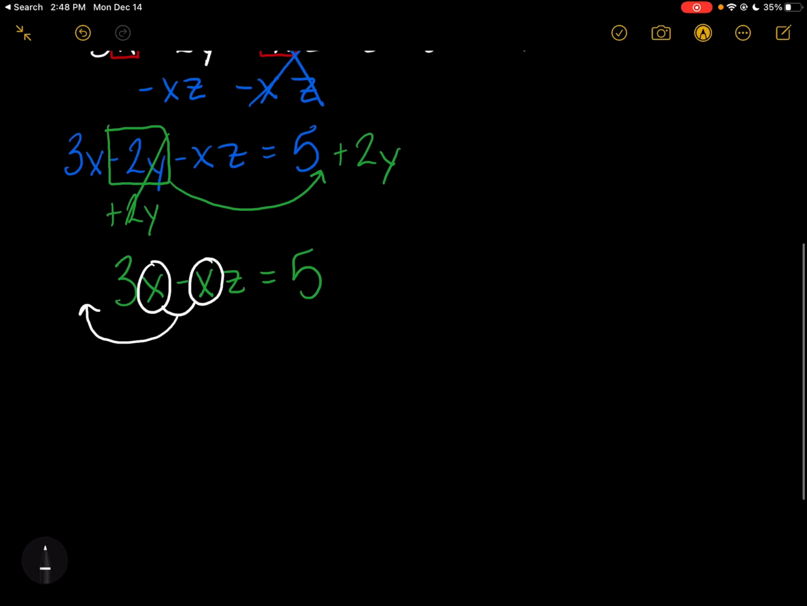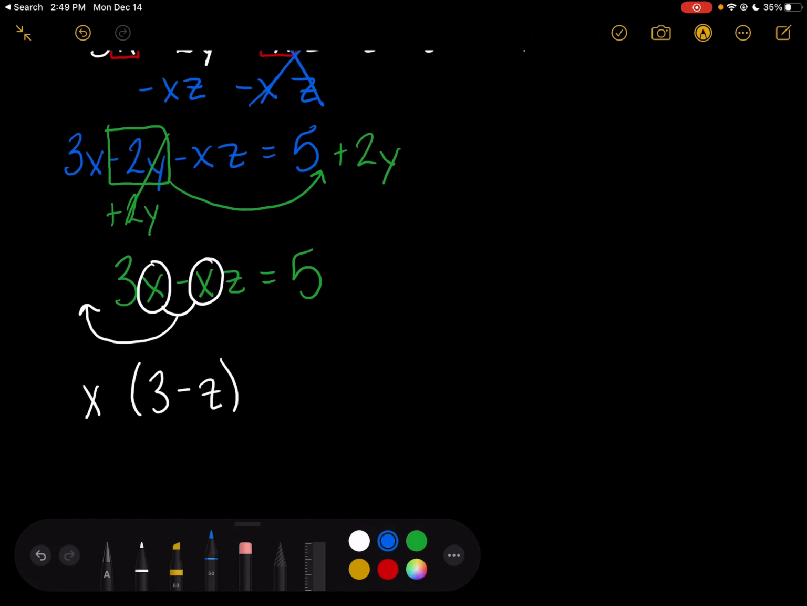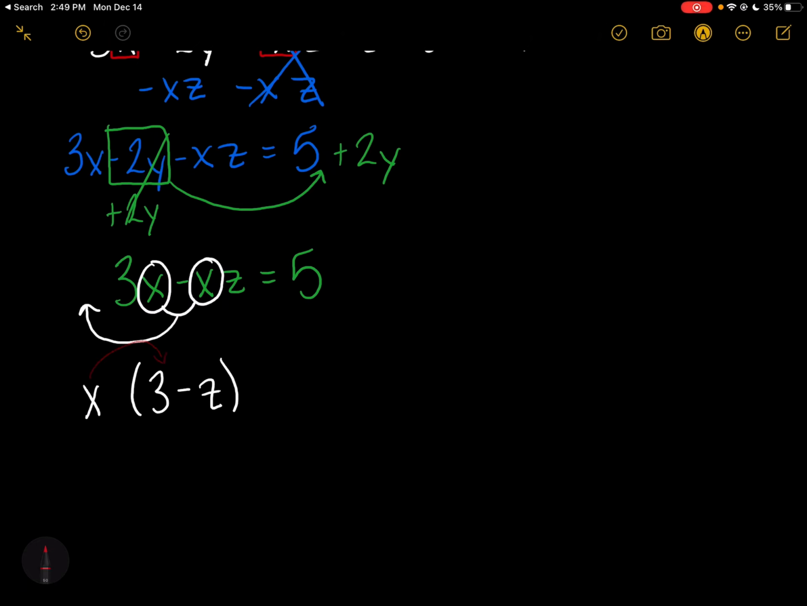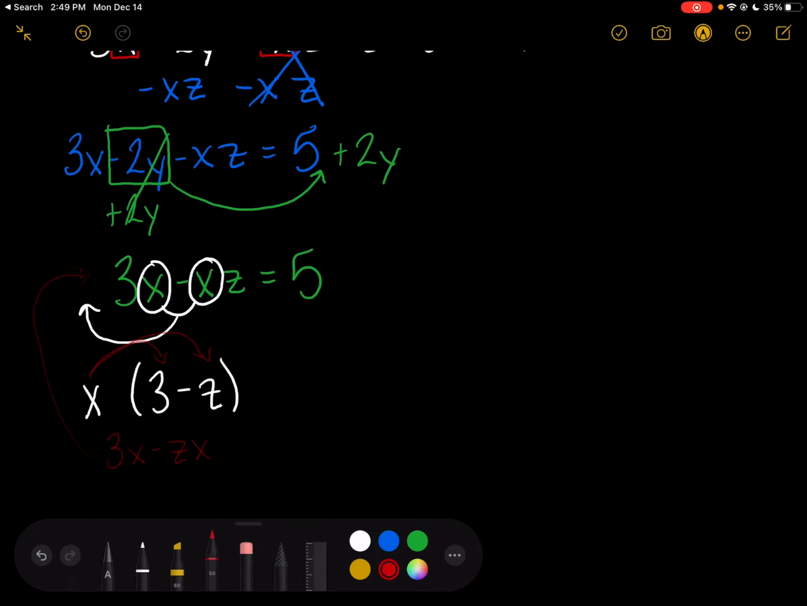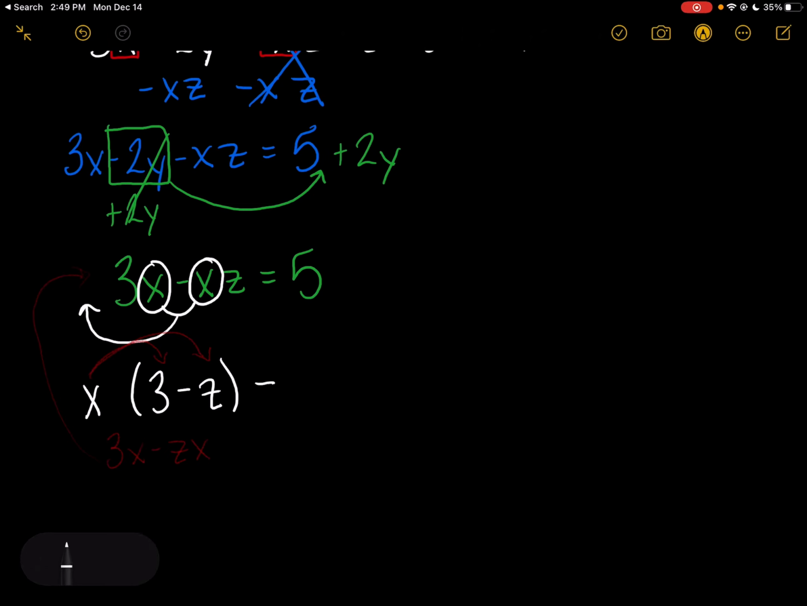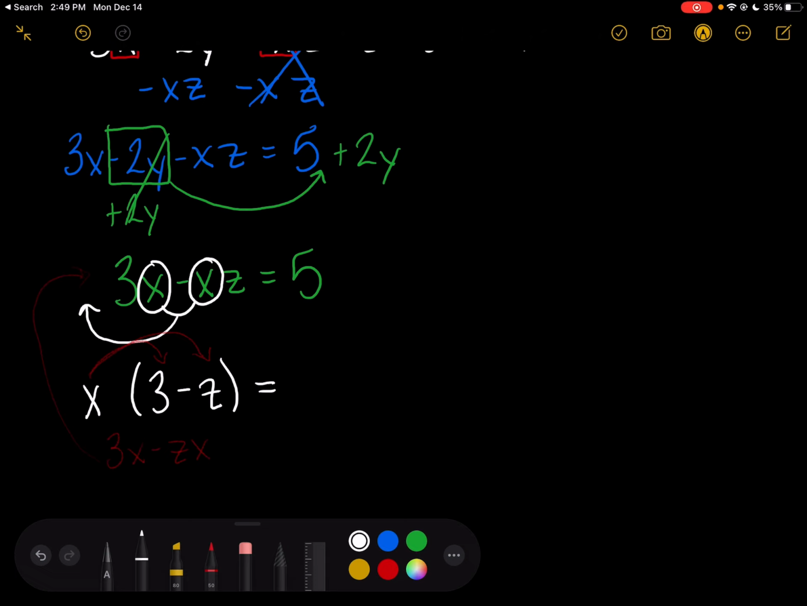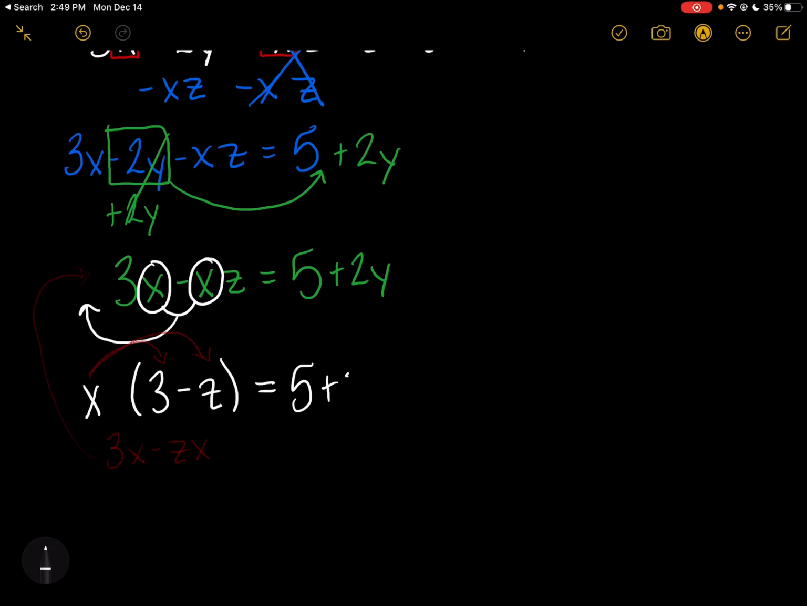I'm going to take that x and put it out front. If I multiply x by 3 minus z and go back up to the beginning, I would get 3x minus zx or xz, either way, and that's exactly what we had up here at the beginning. So I'm going to keep going here. That is equal to, and this should be plus 2y up here, 5 plus 2y.